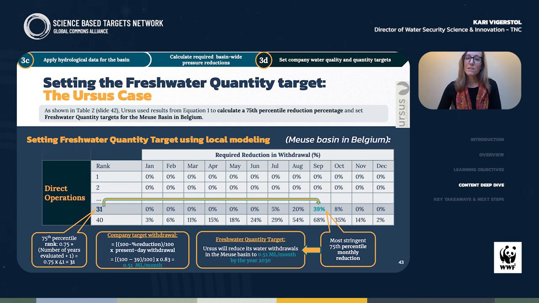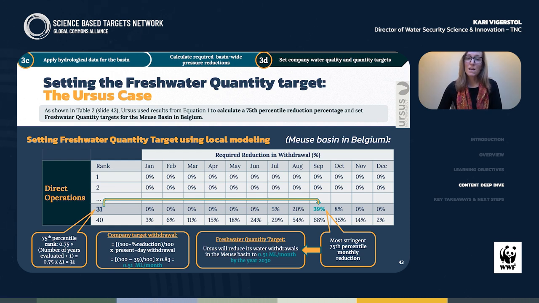However, the team decided to choose a single annual target because its planned control option for Step 4 provides a reduction in withdrawal over the entire course of the year. So it based it on the most stringent 75th percentile monthly reduction, which is 39%.